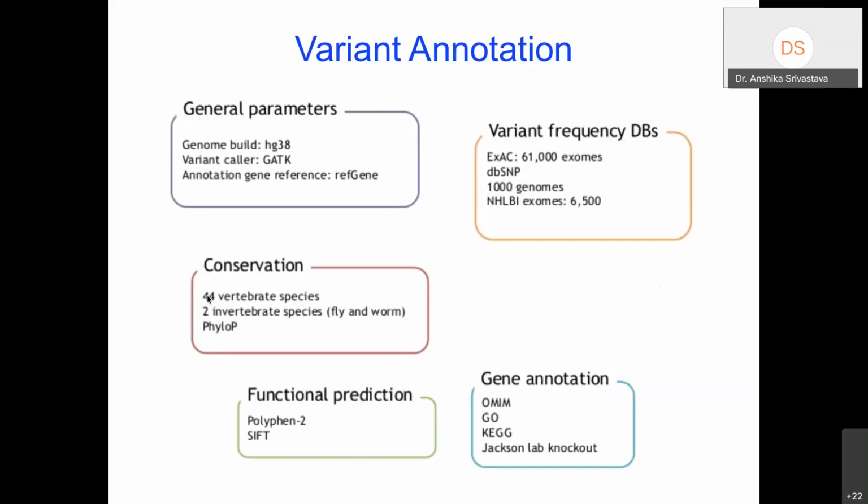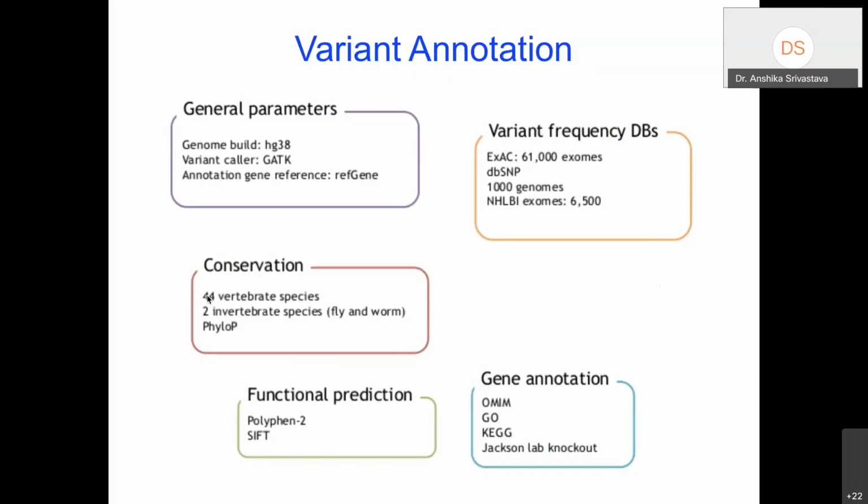Since you are dealing with rare Mendelian genetics, you choose the variants which have a frequency of less than 0.001. Then you will see the conservation of the protein through different tools, like whether this particular gene or this particular segment is conserved across different species. So you can use PubMed for looking for conservation.